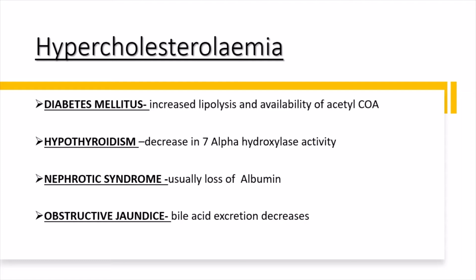which will convert cholesterol into bile acid, as this is the rate limiting enzyme of cholesterol degradation, also known as bile acid synthesis. As a result, there will be a decrease in the conversion of cholesterol to bile acid, or in other words, cholesterol levels will increase in blood. In nephrotic syndrome, there is usually loss of albumin. As a result, there is a compensatory increase in globulin and apolipoprotein, which will form more cholesterol. In obstructive jaundice, the flow of bile, which is the end product of cholesterol metabolism, is obstructed.